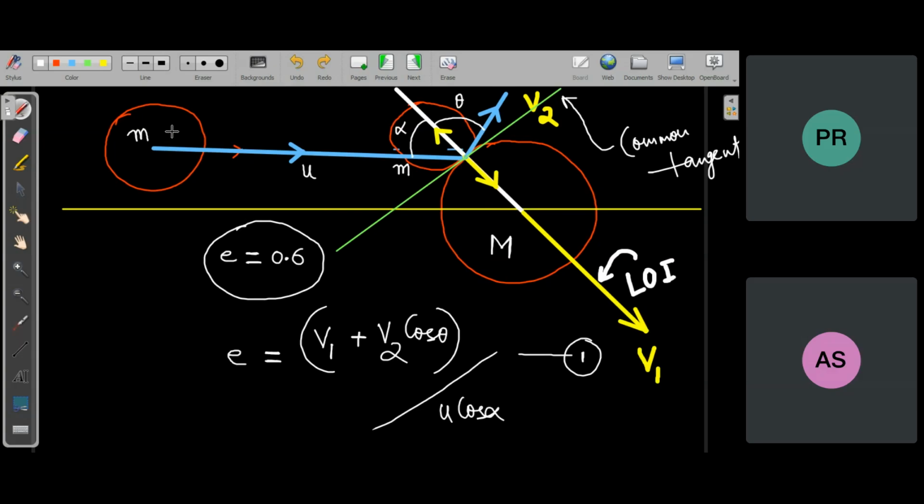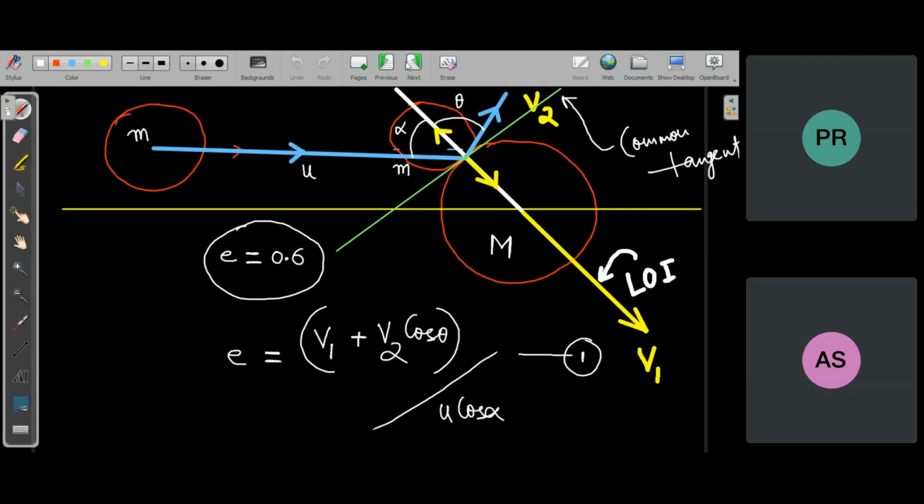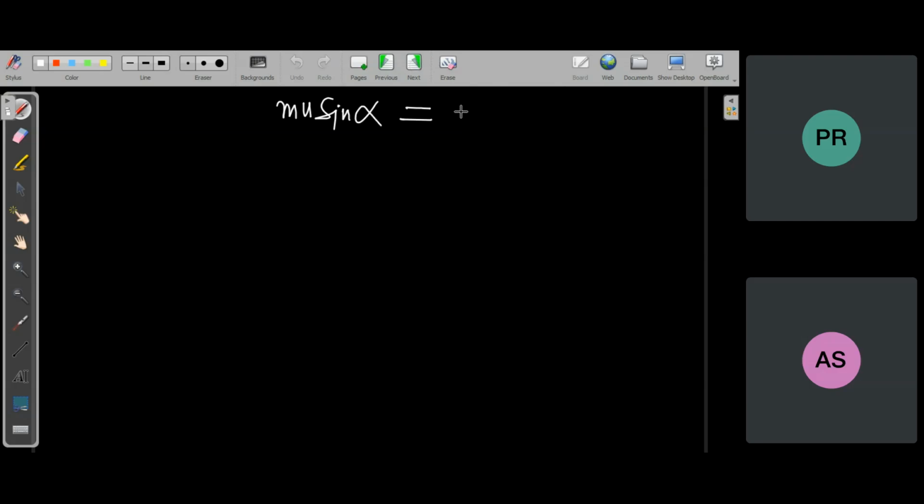So now I can write the conservation of momentum of only this particle along the common tangent. What is its initial momentum along the common tangent? That is m u sin alpha. So m u sin alpha is its initial momentum. And what is its final momentum after the collision along the common tangent? That is m v2 sin theta. Angles are different. So I got this equation, the second one.